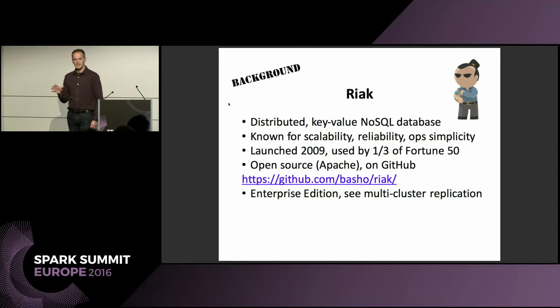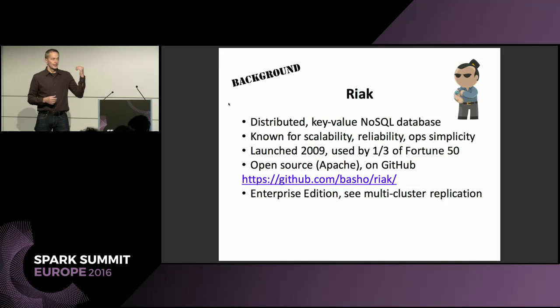So just to level set, so we're all on the same page, right? Riak, which we at Basho make, is a NoSQL key value data store modeled after the Amazon Dynamo paper, widely used in projects that need high scale, high availability, simplicity of management. It's been around since 2009, open source, you can download it off of GitHub. And then, like many vendors, we have an enterprise edition which does multi-data center replication and so on. So that's what we're talking about.